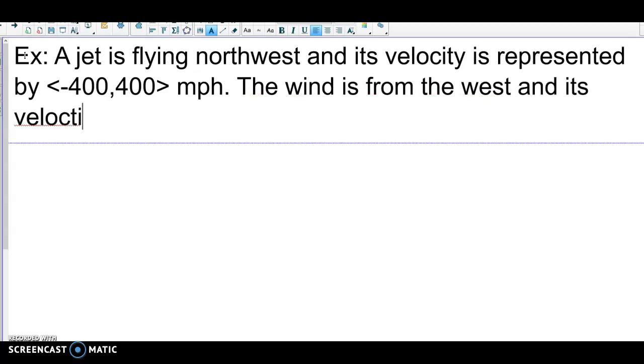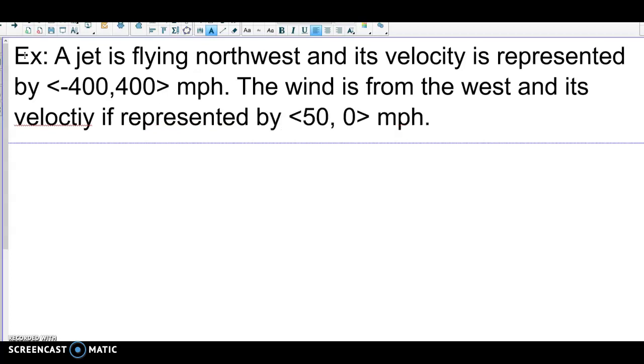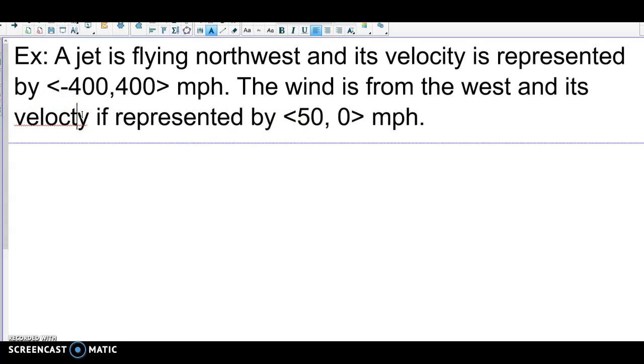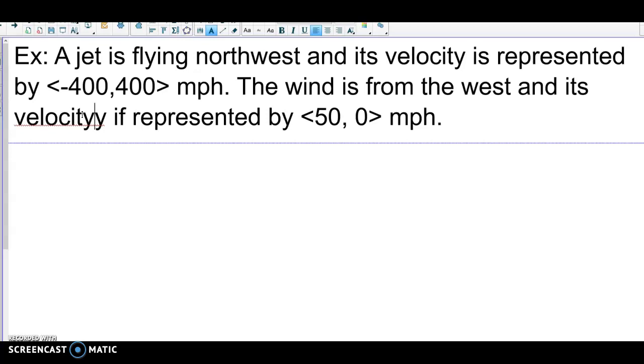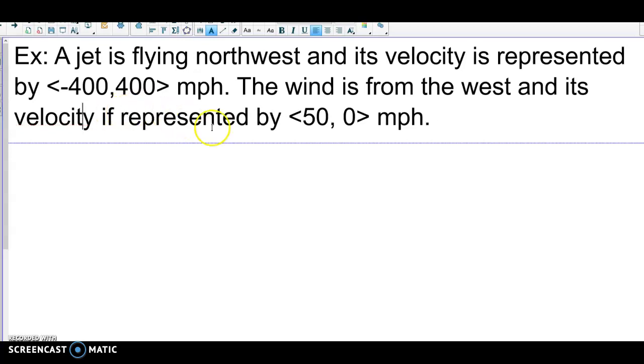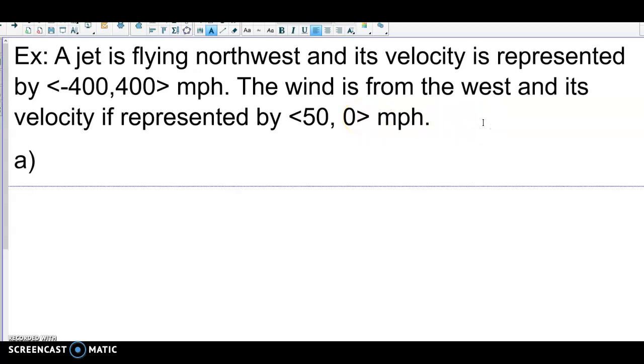and its velocity is represented by 50 miles per hour. Let's think about that. If it's coming from the west, that means it starts from the west and it's going to the right. So that's why it's a positive. It's directly from the west, so we don't have any y coordinate, hence why we have a 0. So we have a couple different things to find.